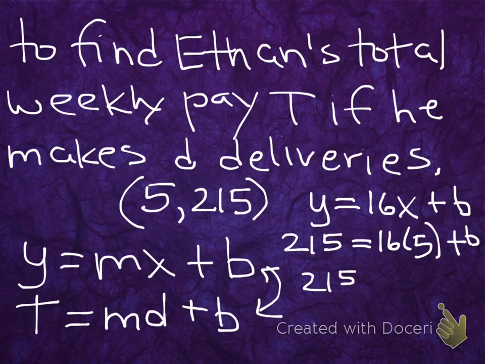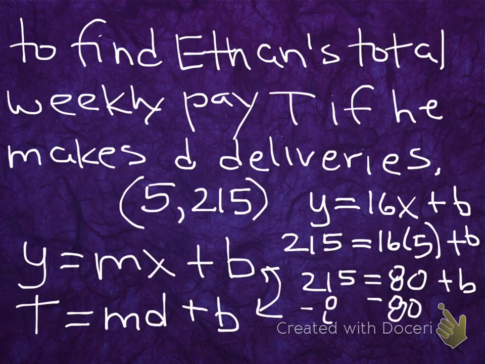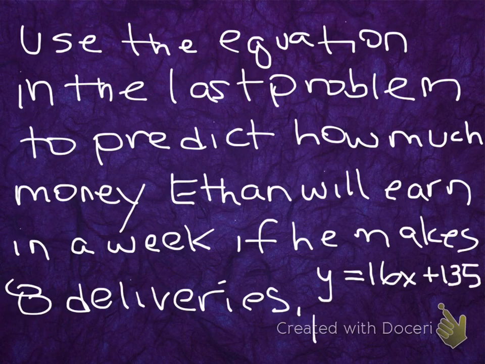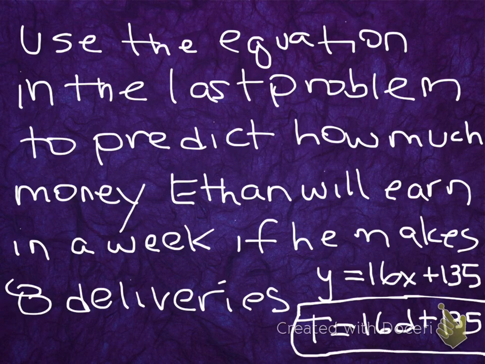So I get... I have to subtract the 80, and I would get b equals 135. So my equation altogether would be y equals 16x plus 135. We just want to write this using the t and the d, so we replace the y with the t, and we already knew to replace the x with the d. So my final equation that meets all the criteria is this one.